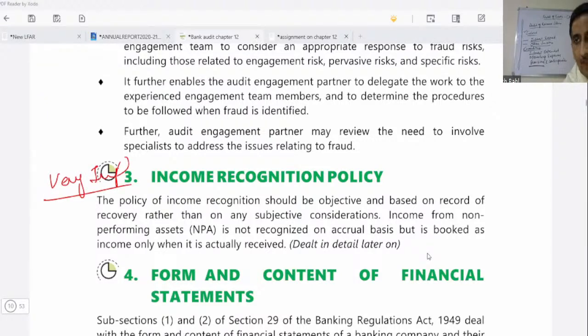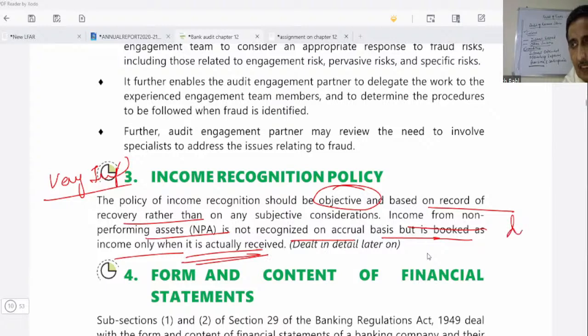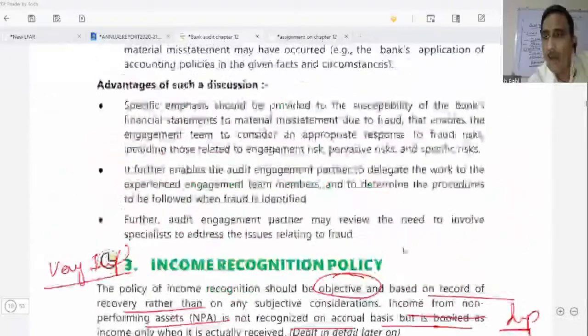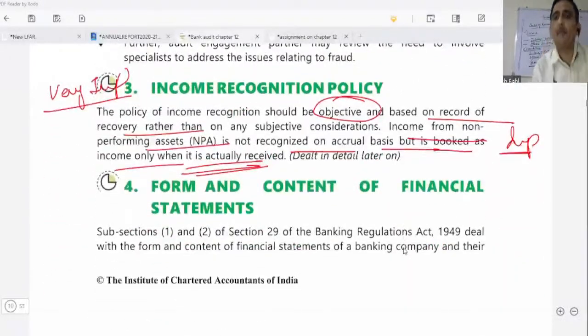The policy of income recognition should be objective and based on record of recovery. So income from NPA is not recognized on accrual basis but booked as income when it is actually received. So this point, guys, you have to fit it in your minds. This is one of the most important takeaways from this concept of NPA.